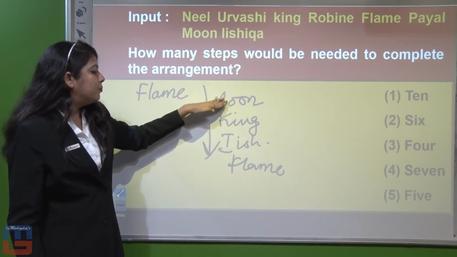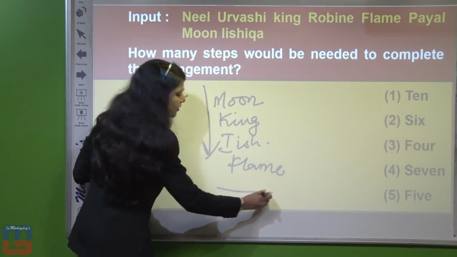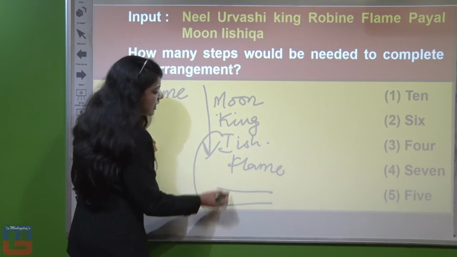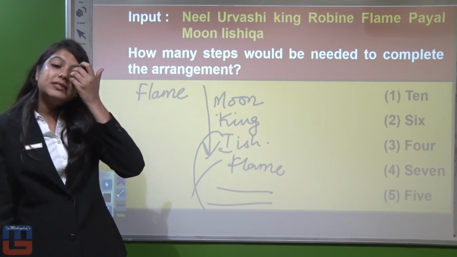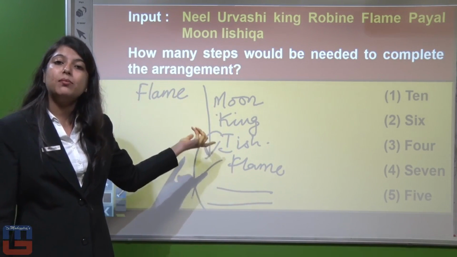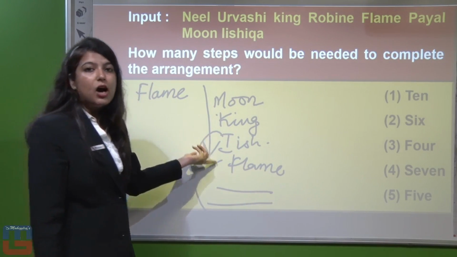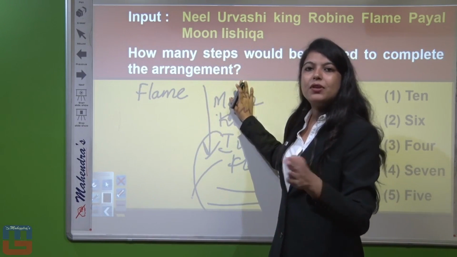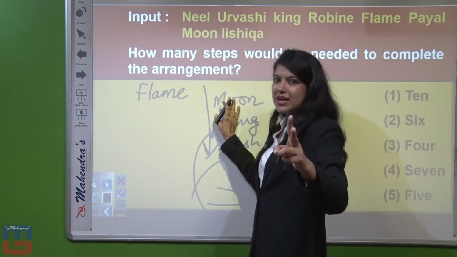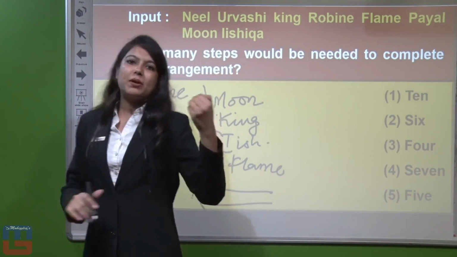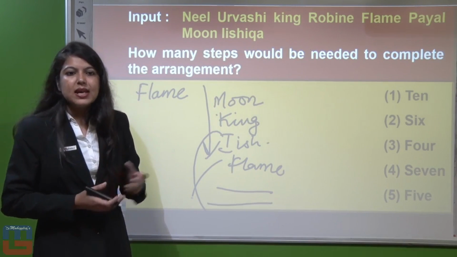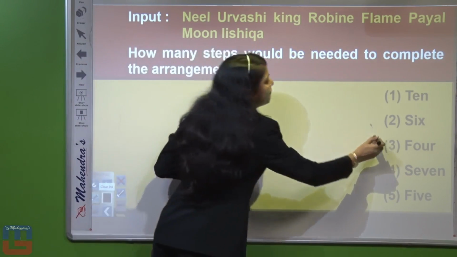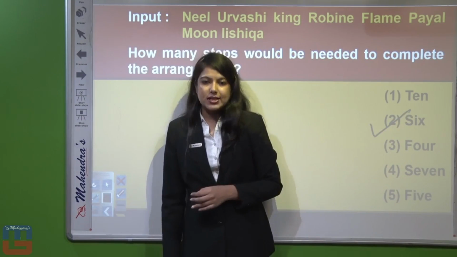But after this, moon's opposite will occupy the space after flame, king's opposite after moon's opposite, then Ishika's, then flame's, and so on. That means this would also be step number 4 of our arrangement. And if we have taken this as step number 4, then after step number 4 we require only 2 steps, step number 5 and step number 6. That means, how many steps would be required to complete the arrangement? The answer will definitely be option number 2, 6.